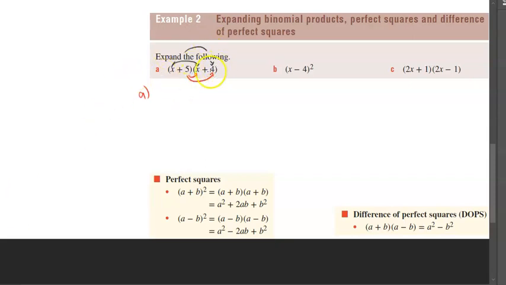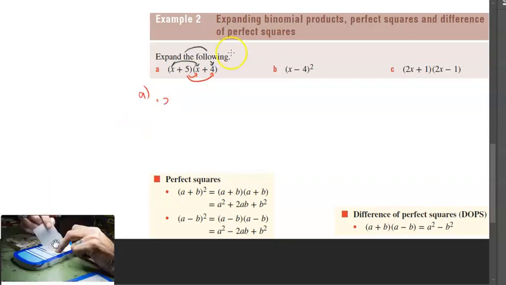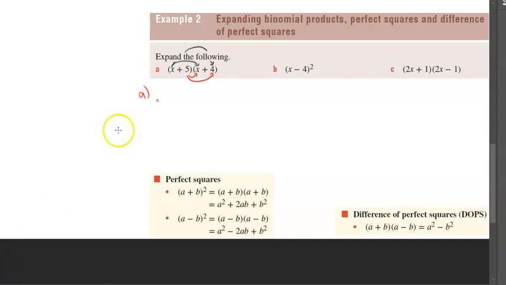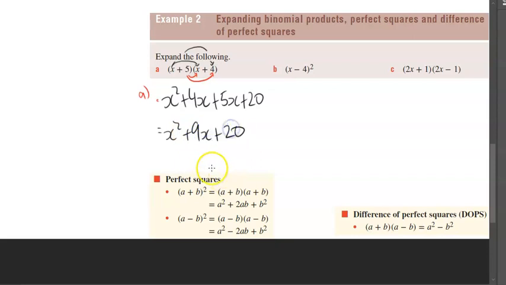So first one, x times x, that's x squared. This is x squared. X times 4, so 4x. 5 times x, which is the next one, so plus 5x. And 5 times 4, which is 20. And we're just going to do a little bit of a tidy up. We have x squared, 4 lots of x's plus 5 lots of x's, that's 9 lots of x's, and a little 20 tagging along. So this is our final answer.